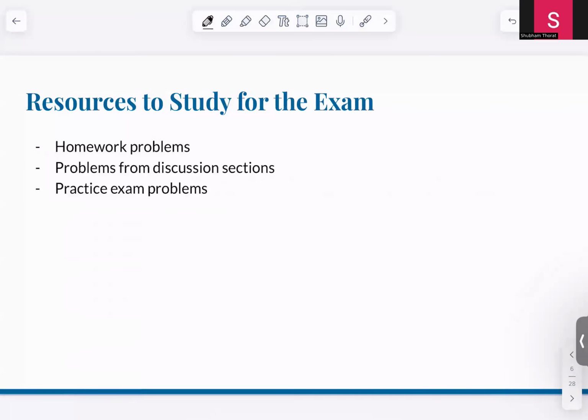Resources to study for the exam: the homework problems are a very good reference for everything that we have covered. If you have been diligently doing your homework until now, I don't think you will have any problem with the midterm. Also refer to the problems from the discussion sections.